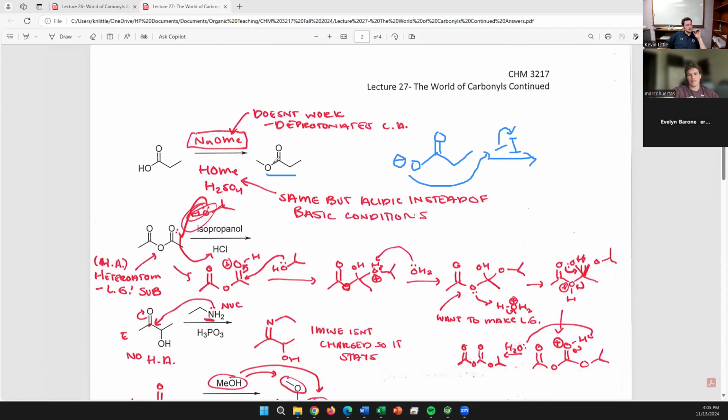So in acidic conditions, this acts like an electrophile, but in basic conditions, it can act like a nucleophile. So carboxylic acids are a little funny like that.